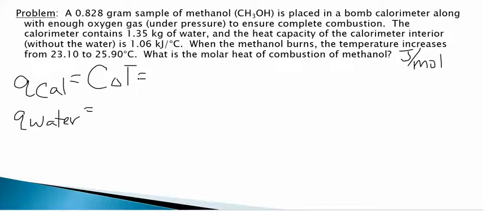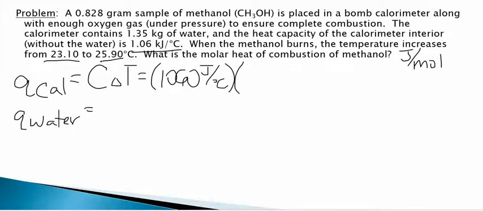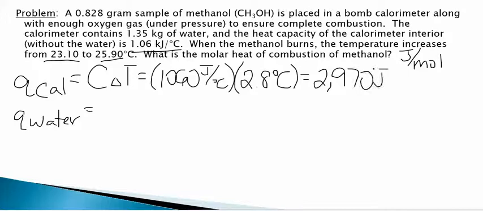The heat capacity, I'm going to change this to joules per degree Celsius, 1060, and then delta T goes from 23.1 to 25.9, so delta T is 2.8 degrees Celsius. So the bomb will absorb 2,970 joules of heat.